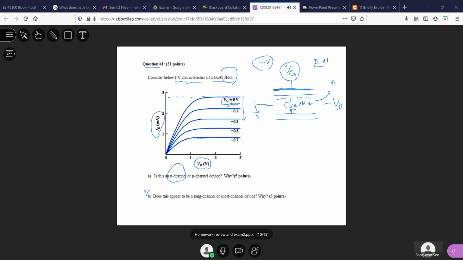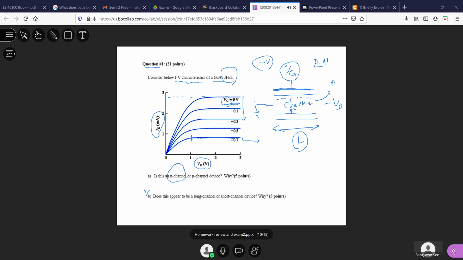And then the second one: if you look at the output characteristic, after the JFET reaches saturation, the current is relatively flat. It doesn't change. So when you look at the length of this channel, the length of the channel after saturation does not affect the saturation current.